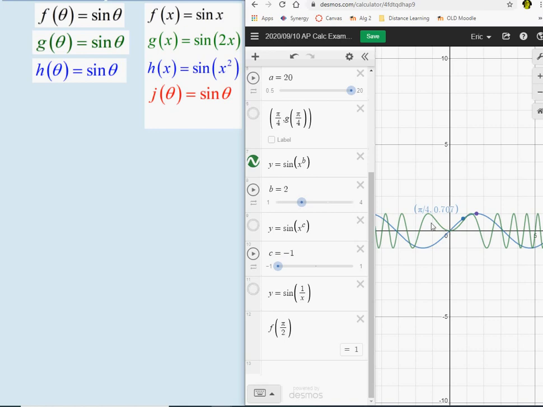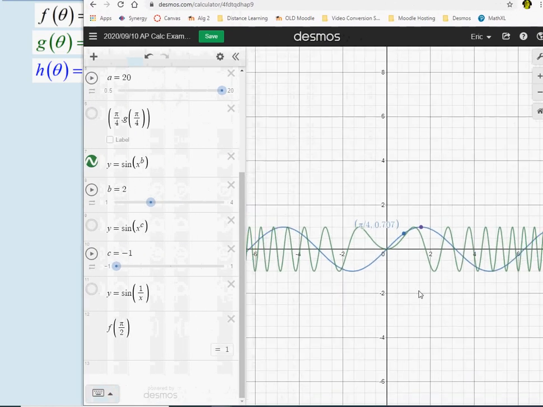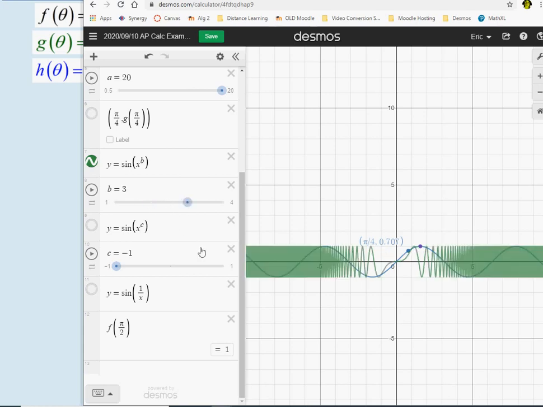The negative values become positive for one thing, right? But notice that the further I get away, the more rapidly the sine function starts to oscillate because the input values are growing as x squared, right? What if I make b a 3? Well, now it's growing even faster, right? You see what's going on there?